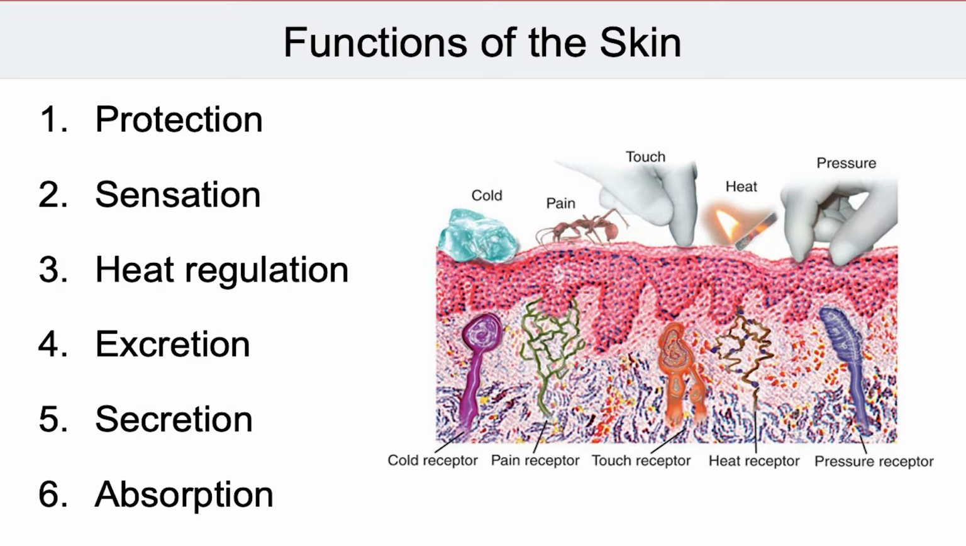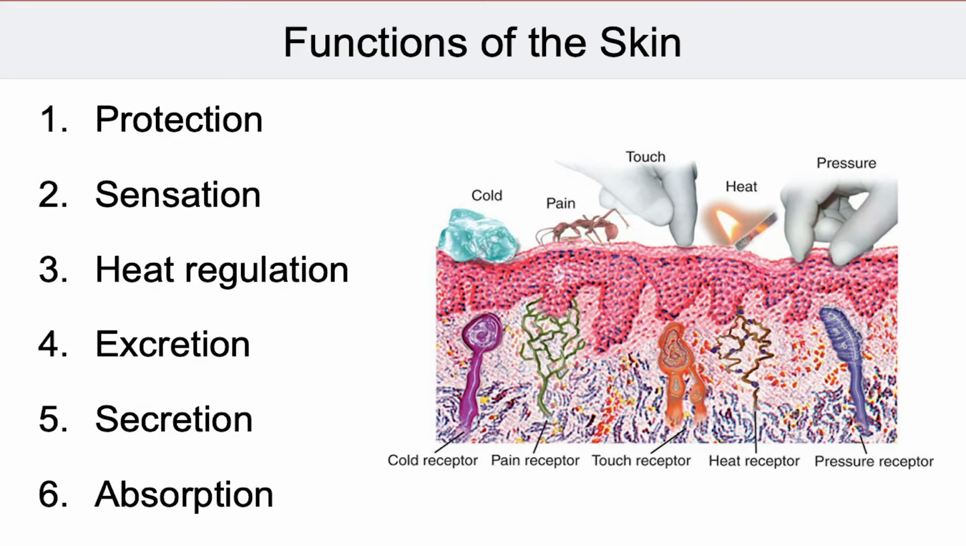Then you have sensation, which responds to heat, cold, touch, pressure, and pain. Then heat regulation, which protects the body from the environment. As the outside temperature changes, the blood and the sudoriferous glands of the skin adjust to allow the body to be cooled by the evaporation of your sweat. So basically, it's kind of like a swamp cooler for your body.